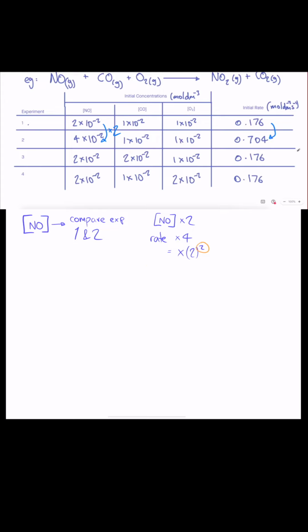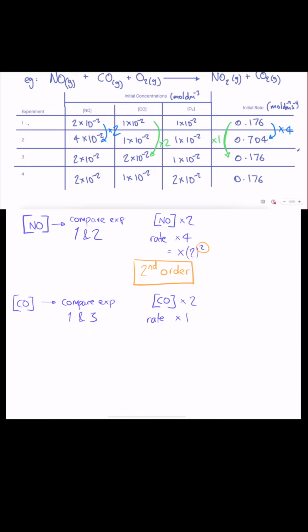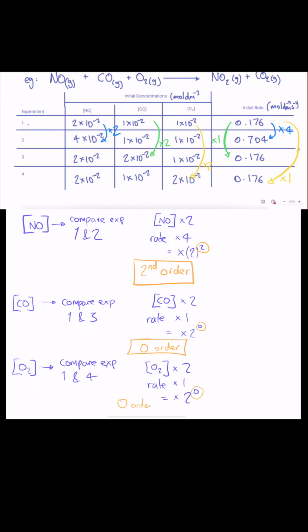NO is doubling but rate is quadrupling, which tells us it's second order. For the reactant CO, we compare experiment 1 and 3, and CO is doubling but the rate is staying the same, which means that it's zero order with respect to CO. And finally for O2, we compare experiment 1 and 4, and O2 is doubling but rate is also staying the same, so it's zero order with respect to O2.